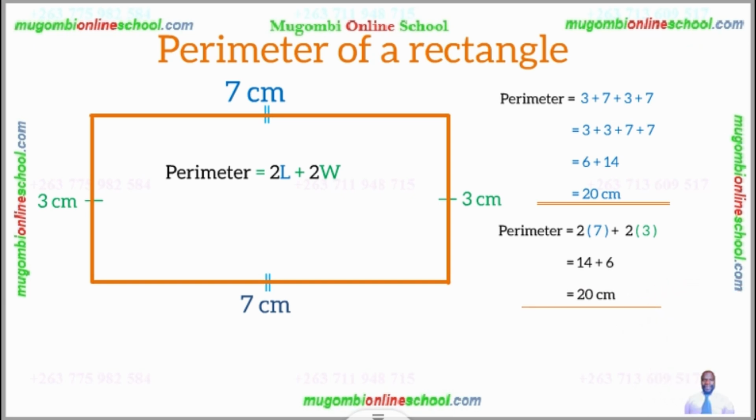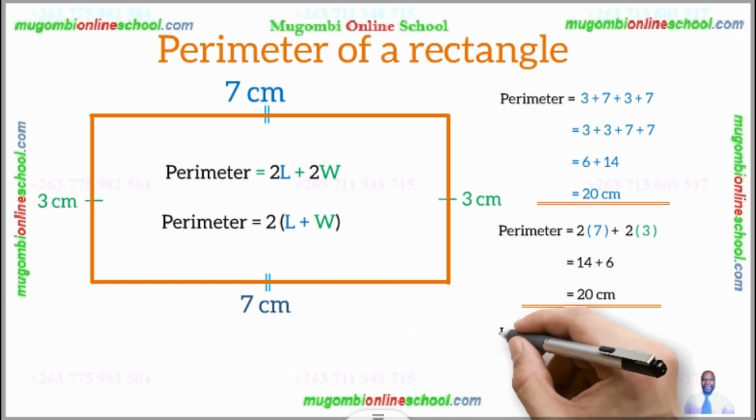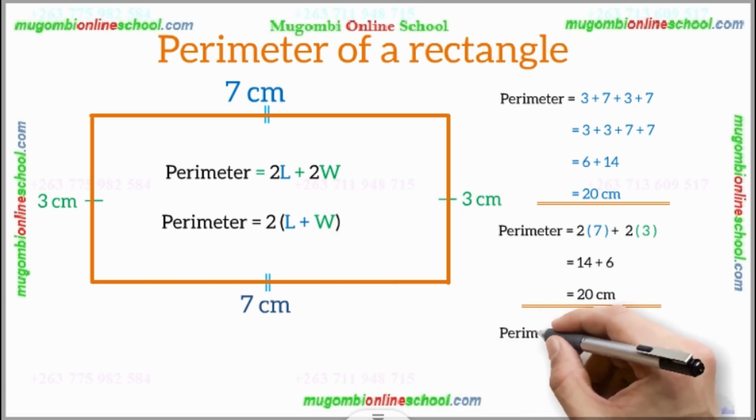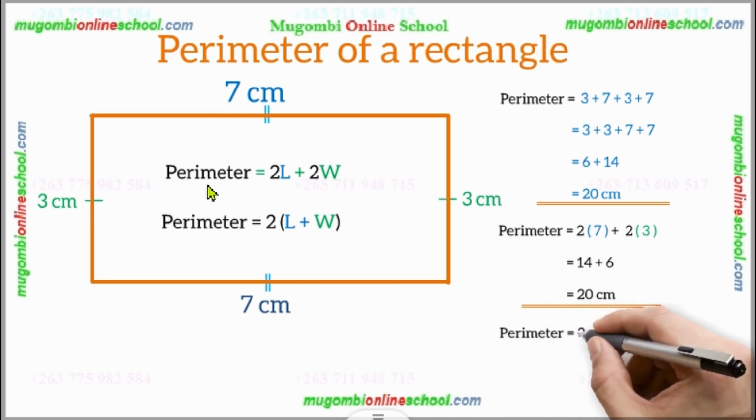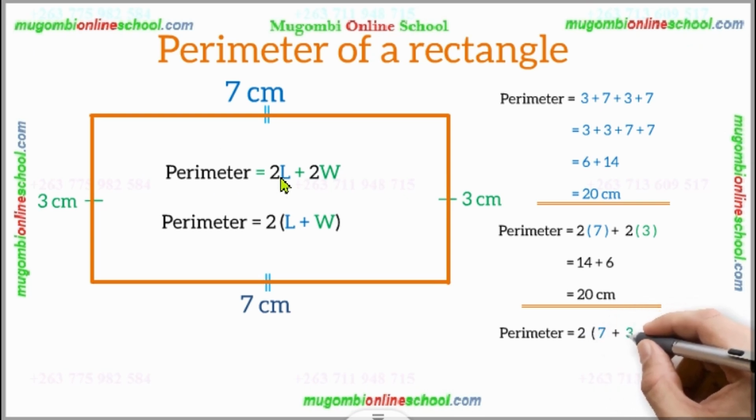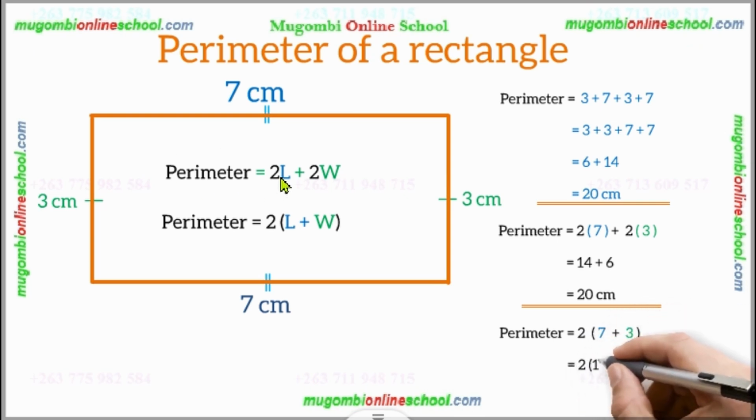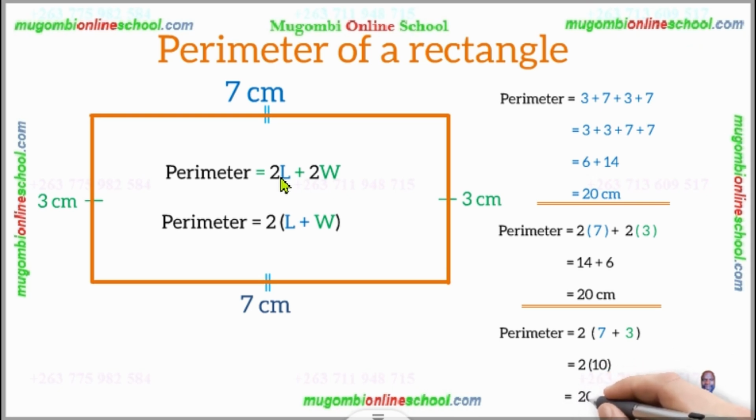Or another way in which we can calculate the perimeter of a rectangle, we can simply say perimeter is equal to 2 times open bracket length plus width. If we add the length and the width and multiply by 2, we simply get the total perimeter. So perimeter is equal to 2 times 7 plus 3, which is equal to 2 times 10, which is equal to 20 centimeters.